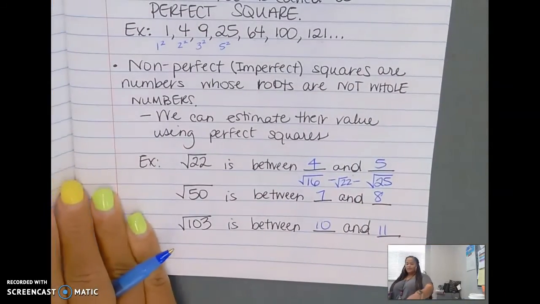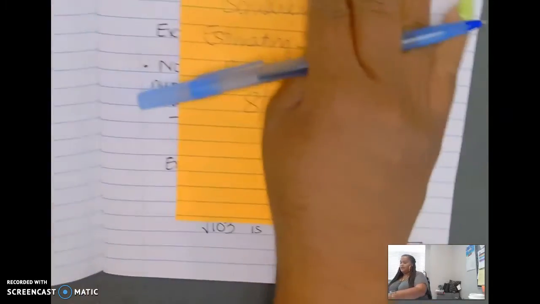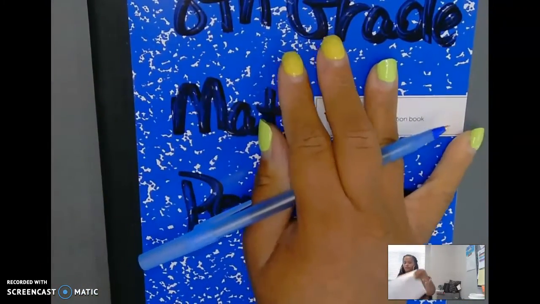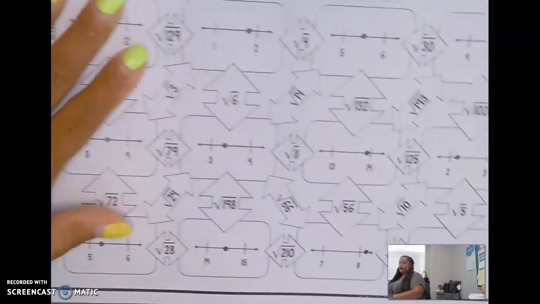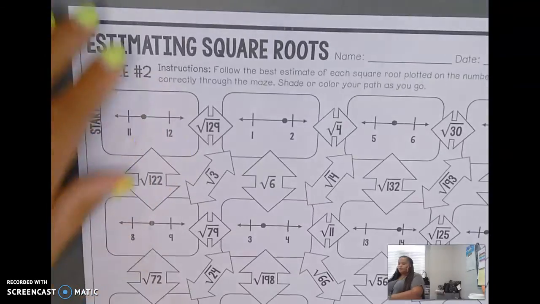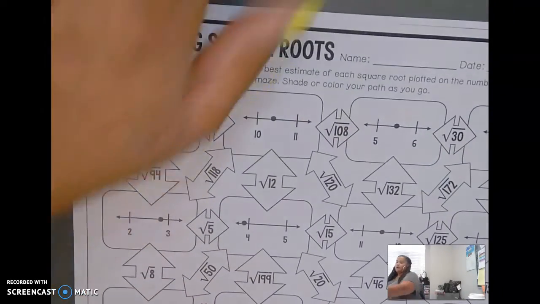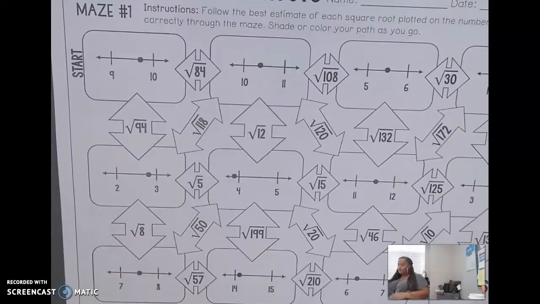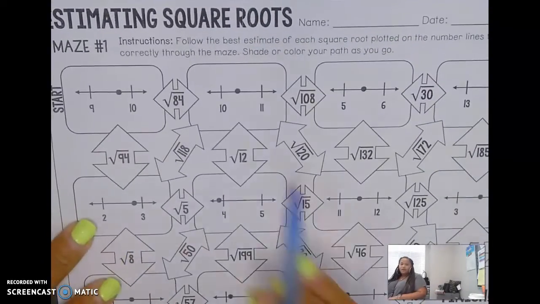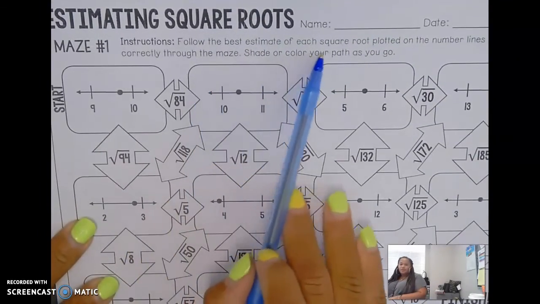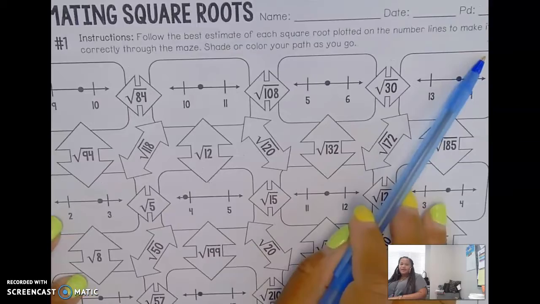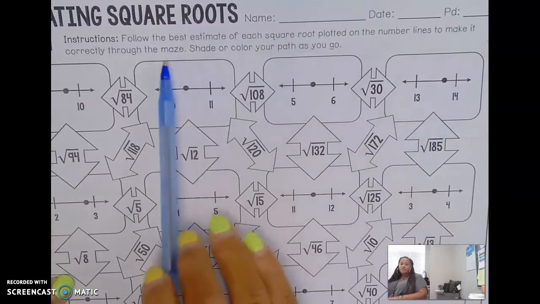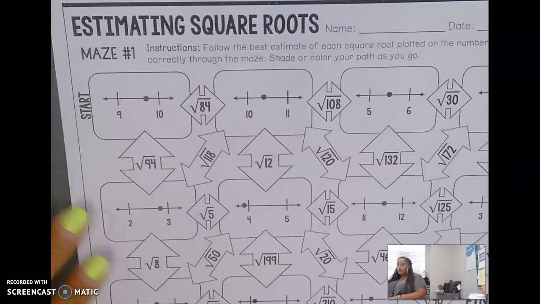So with your assignment that you've been given, you've got estimating square roots, maze 2 and maze 1. What we're trying to do is determine what's the quickest route to get to the finish line. Follow the best estimate of each square root plotted on the number lines to make it correctly through the maze. Shade or color your path as you go along.